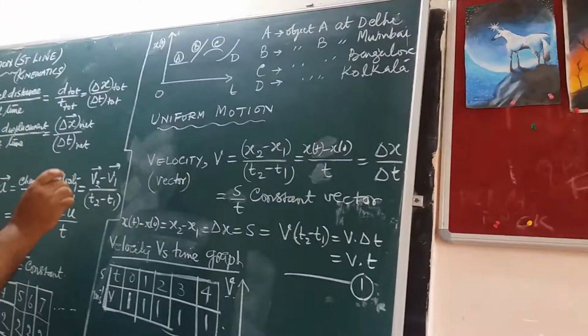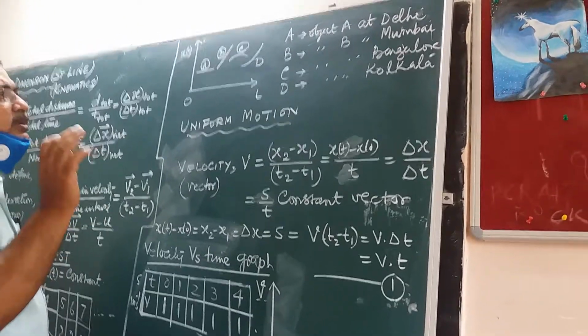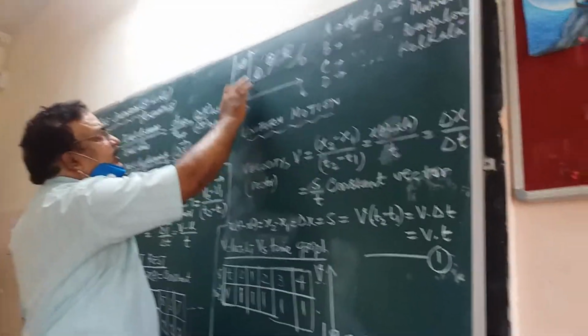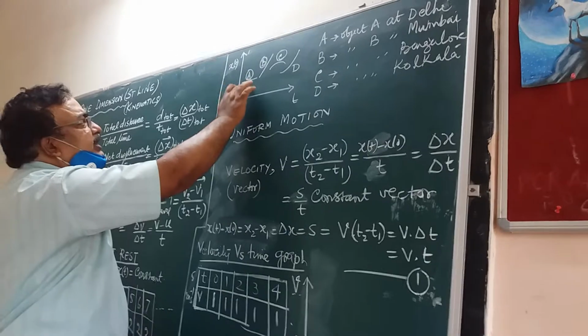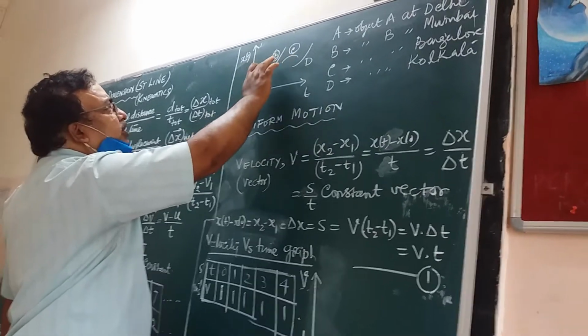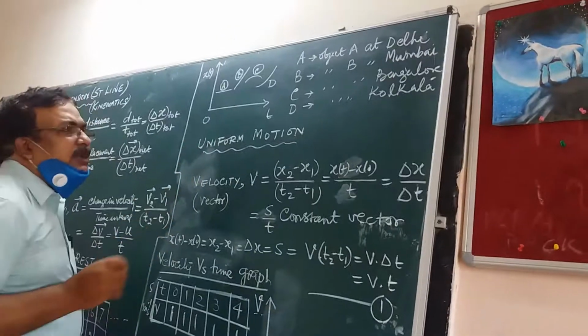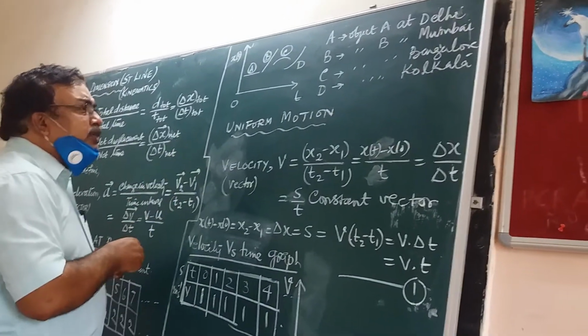Now with the help of the graph we can say whether the object is at rest or in motion. Clearly, object A has a straight line graph parallel to the positive time axis, so it is at rest. All others, object B, object C and object D, are in motion. So this is the importance of graphical study. Now, uniform motion.